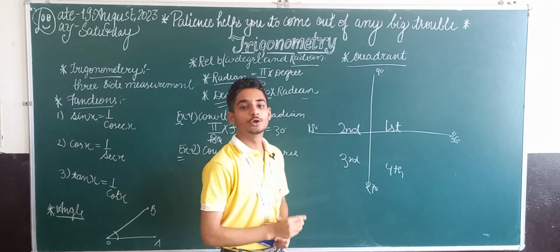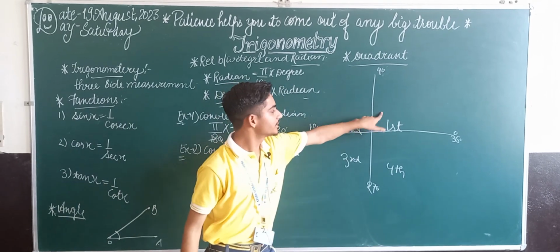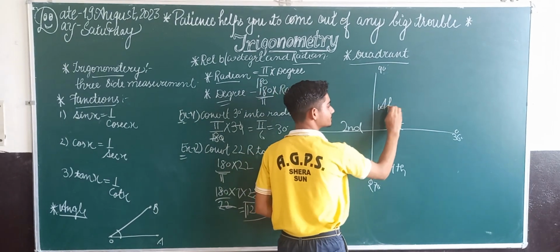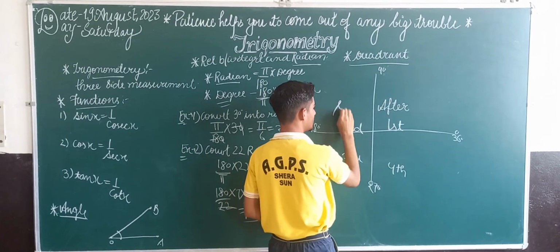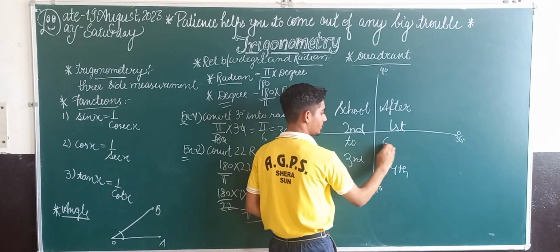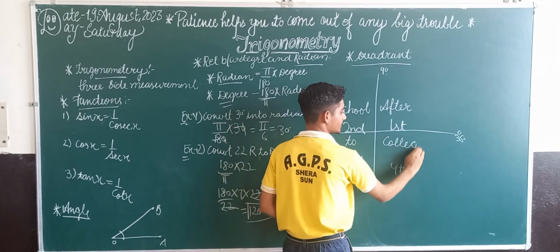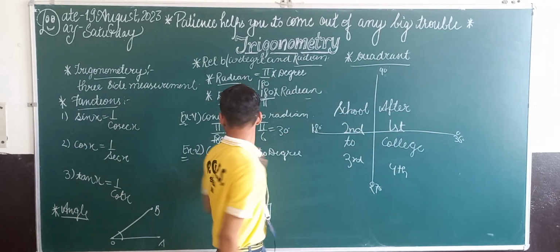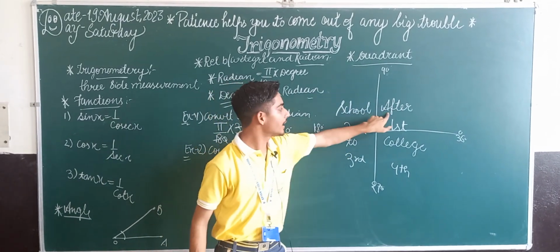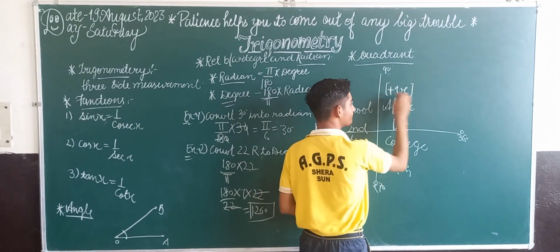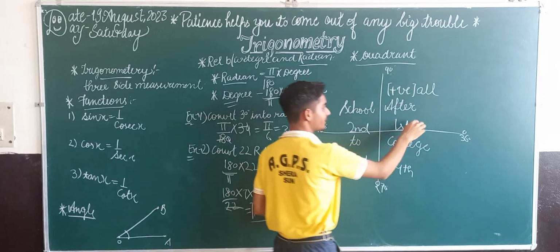There is a trick to find the quadrant: After school to college. The meaning of A is all trigonometric functions are positive in the first quadrant. All positive in the first quadrant.